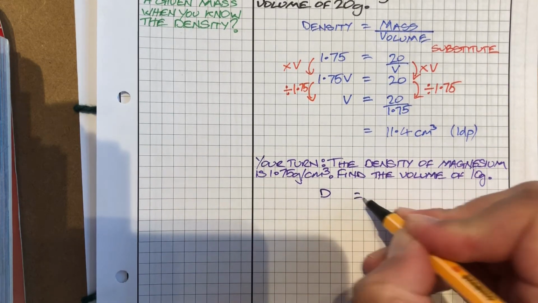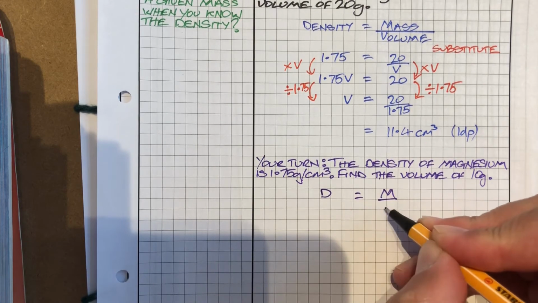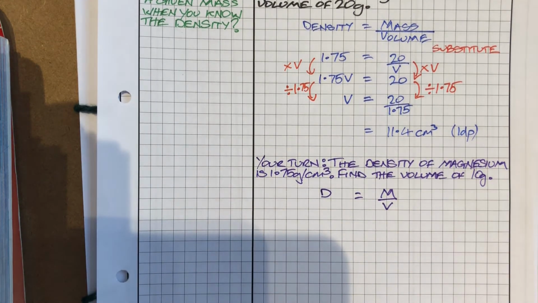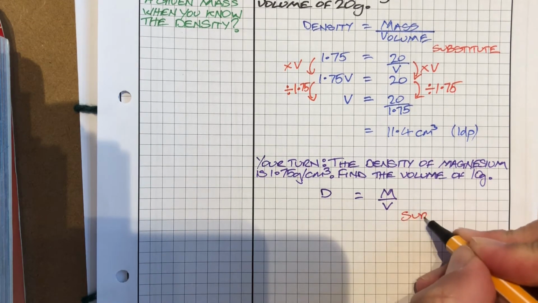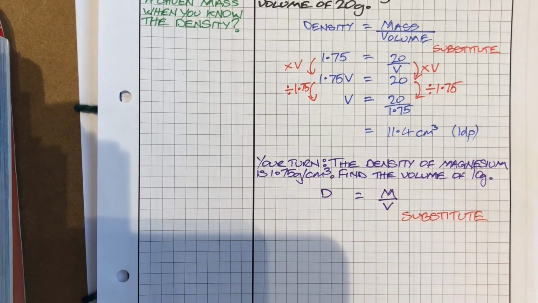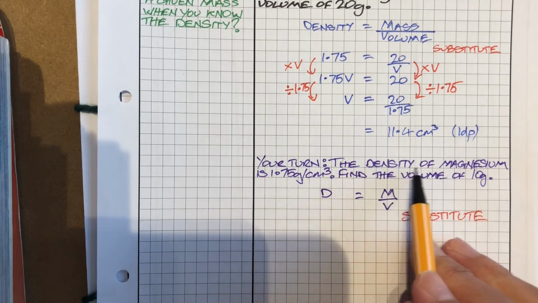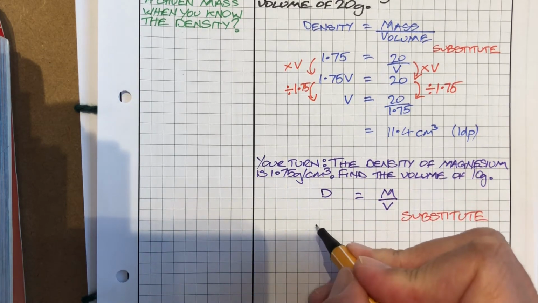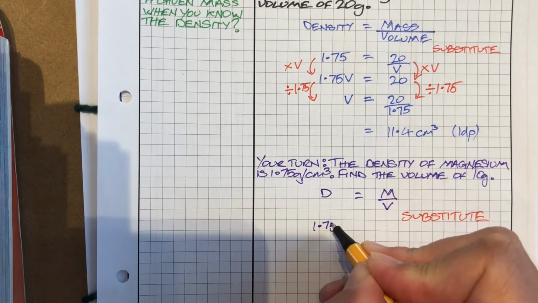First step, always write down the formula so that you know what's going on. D is M over V. Then let's replace letters by numbers. Substitute into that equation. D for density is 1.75.